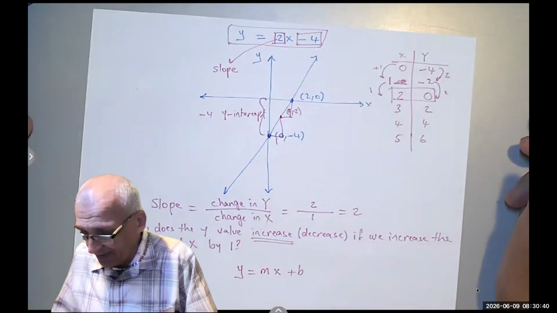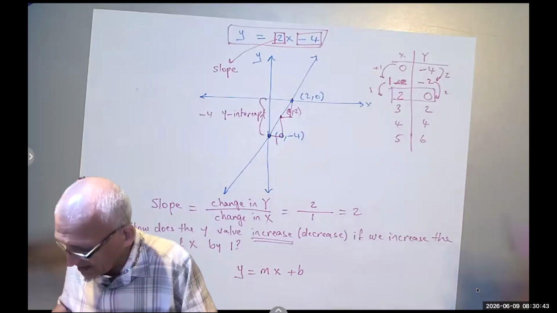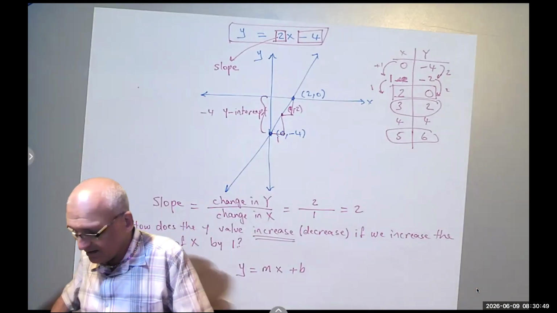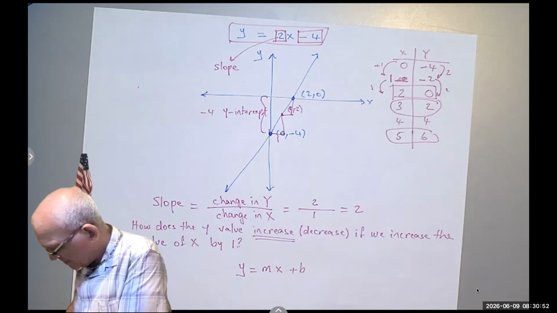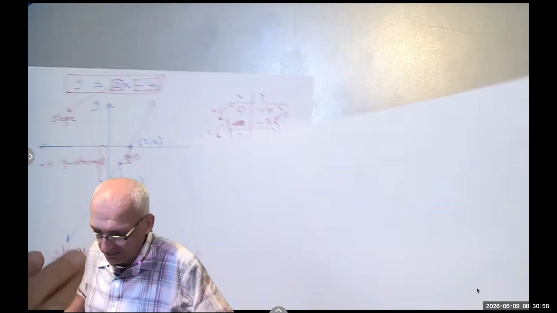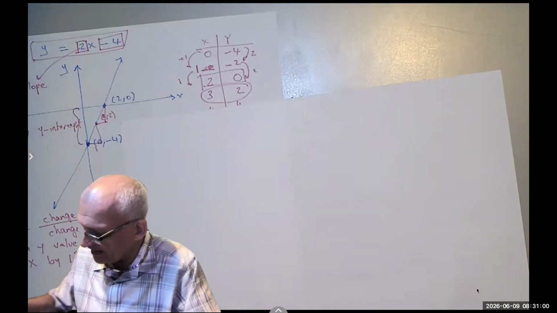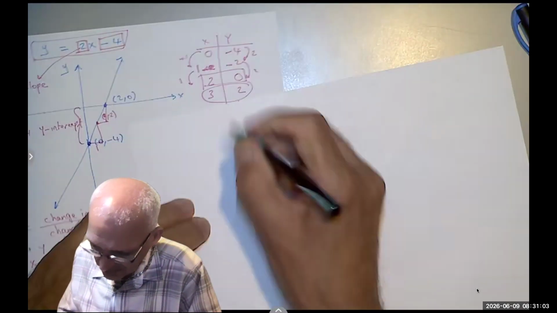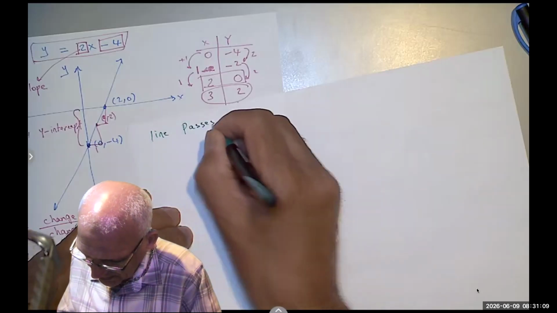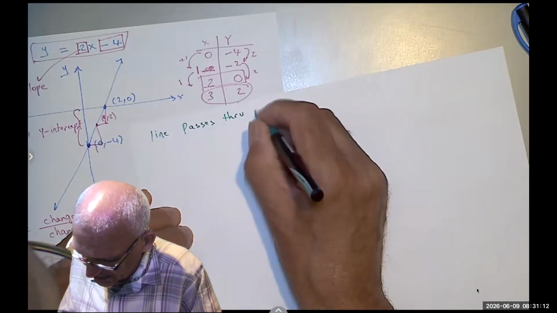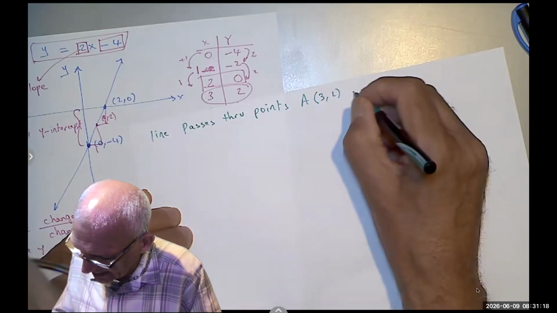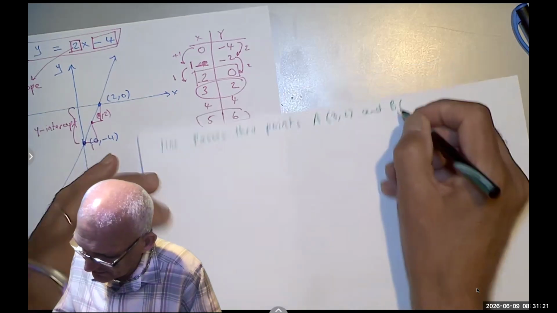Okay, but I could have as well given you 2 points, and I say I have a line that passes through points 3 and 2 and 5 and 6. Find its equation. So a line passes through points A, 3 and 2, and B, I said 5 and 6.